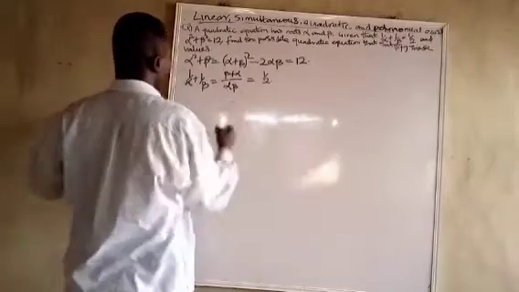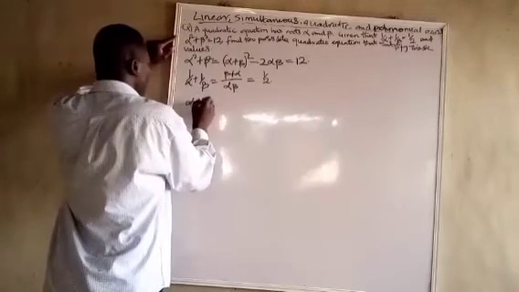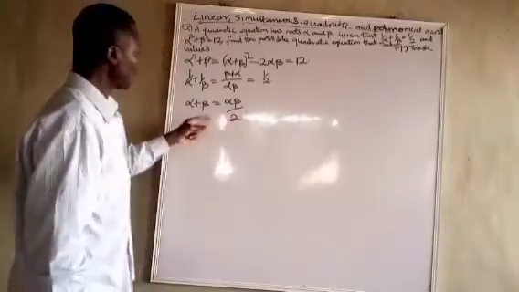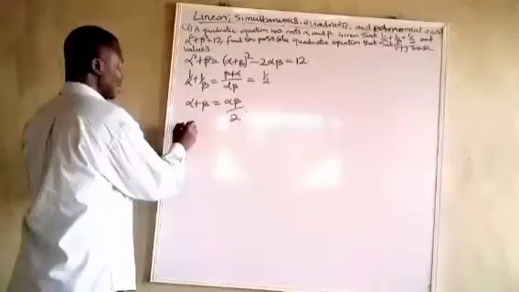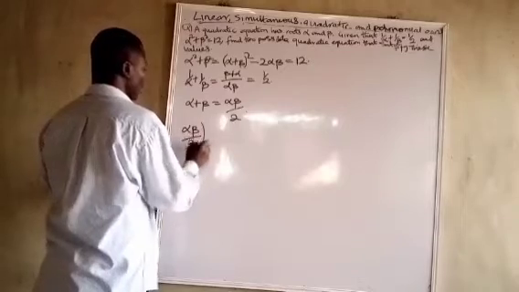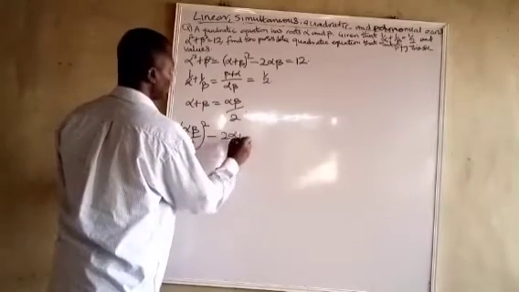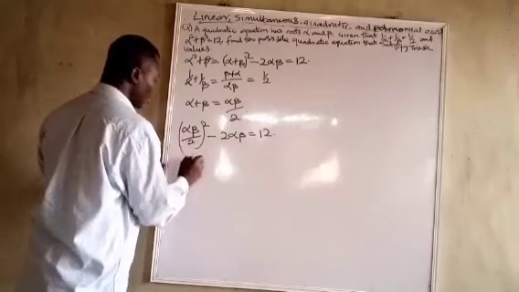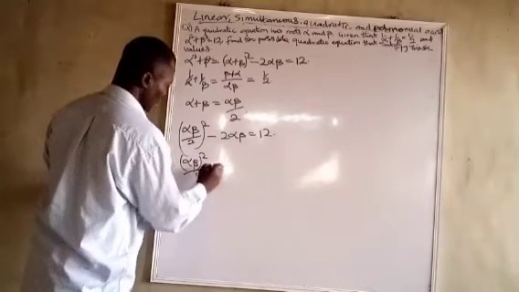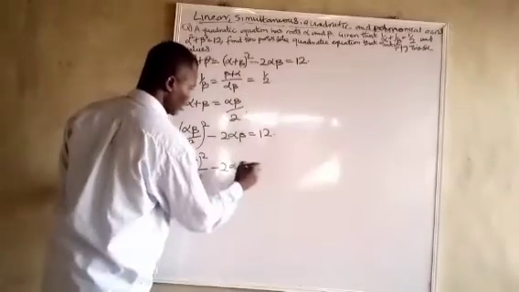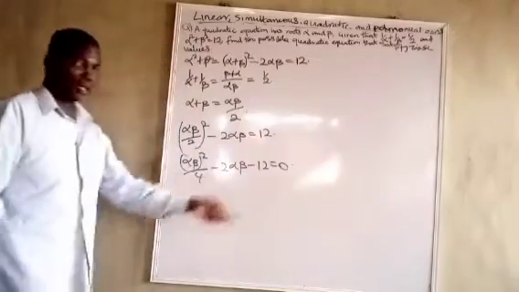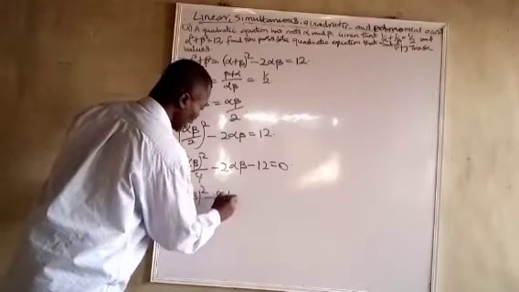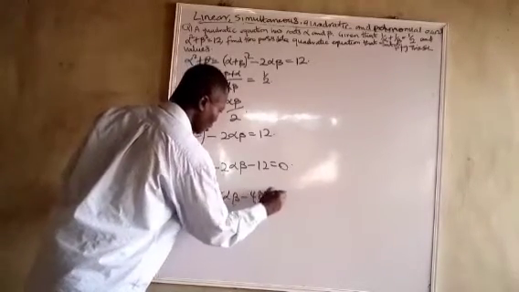Now, I can say that alpha plus beta is equal to alpha beta over 2. Let me substitute this for alpha plus beta in this place. So I can now say alpha beta over 2 all squared minus 2 alpha beta is equal to 12. So this will eventually become alpha beta all squared over 4 minus 2 alpha beta minus 12 equals 0. Let me multiply through by 4. So I'm going to have alpha beta squared minus 8 alpha beta minus 48 equals 0.